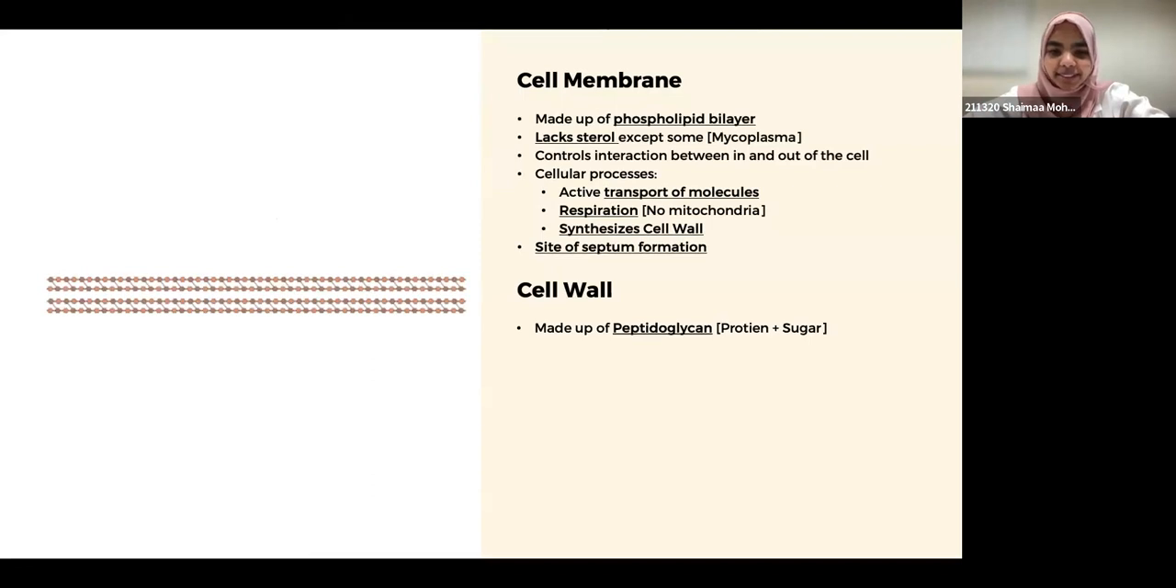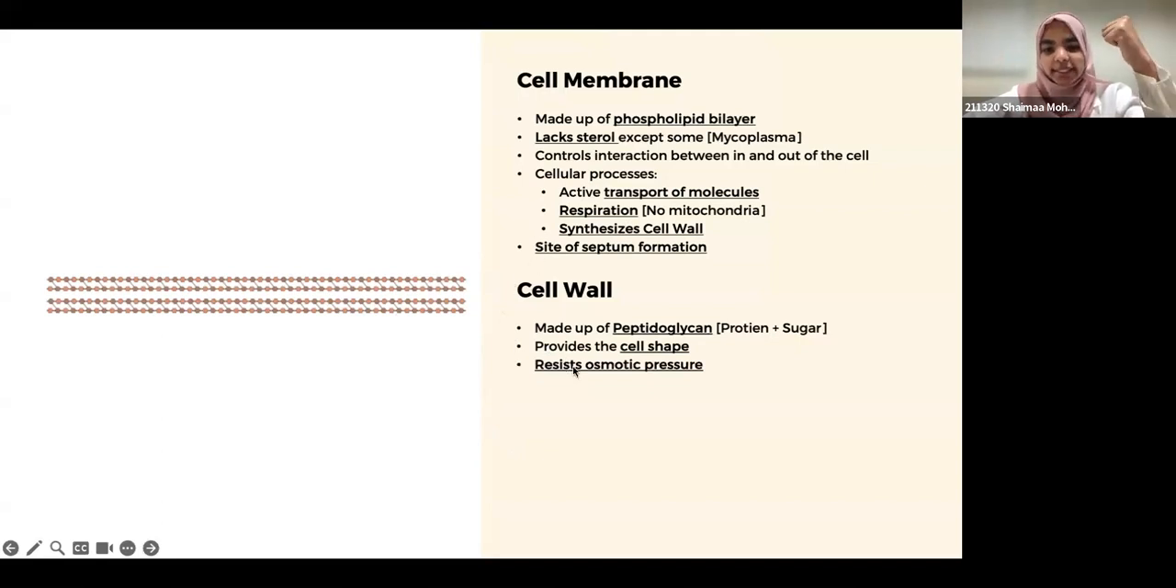And the peptidoglycans, from the name, peptido, peptides, these are proteins, right? And glycans are sugars. So the cell wall is made up of peptides and sugars. And since it's a rigid structure, it's going to give the cell its shape, whether it's bacilli or cocci.